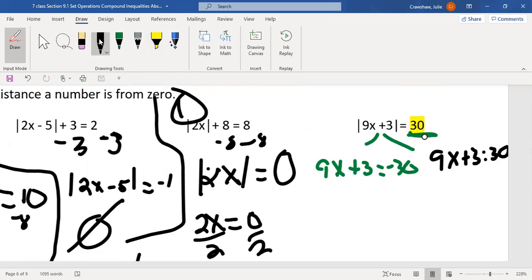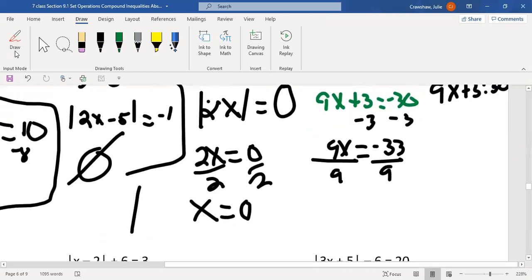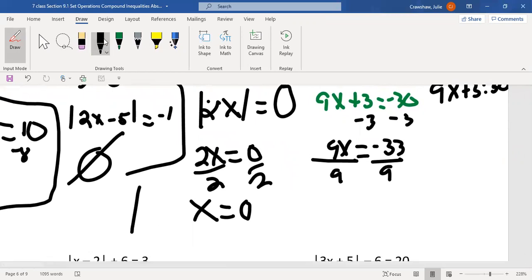To solve the first one, I'm going to minus 3. I get 9x equals negative 33. And when I divide by 9, I get a fraction. Now, some of your answers are going to be fractions, but notice that negative 33 over 9 can reduce. 3 can go into both of those. So x equals negative 11/3.